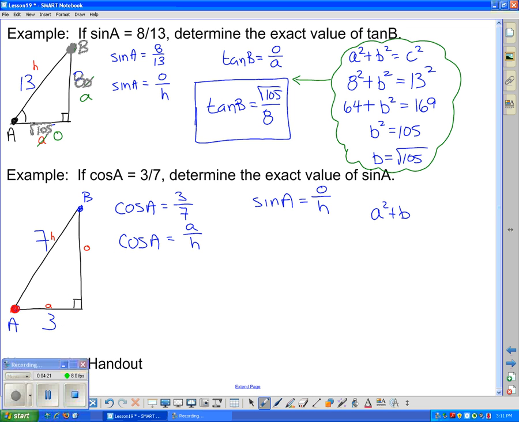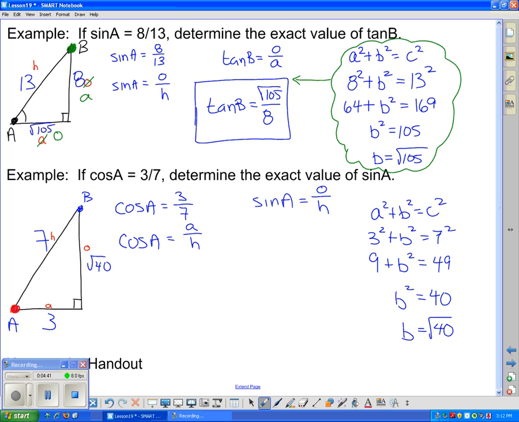A squared plus B squared equals C squared. 3 squared plus B squared equals 7 squared. 9 plus B squared is 49. B squared is 40. And again, don't get your calculator out. We're working with exact values, so square root of 40 is perfectly fine. So sine A equals opposite, the square root of 40, over hypotenuse, 7. And that's it.